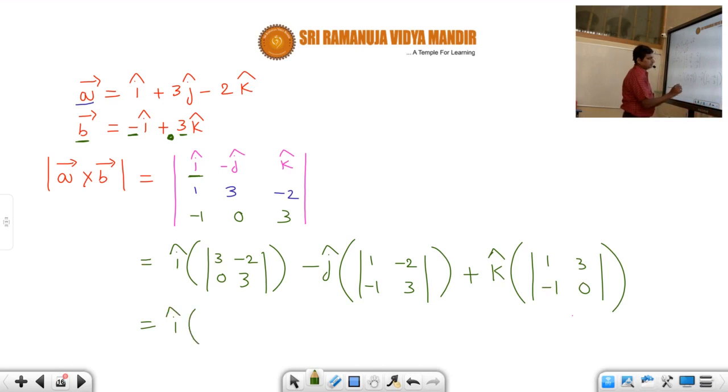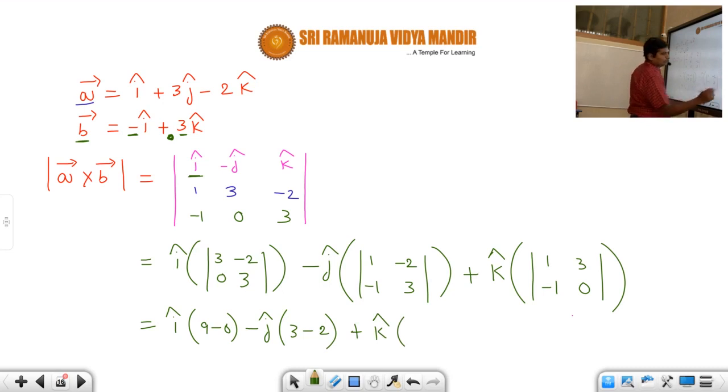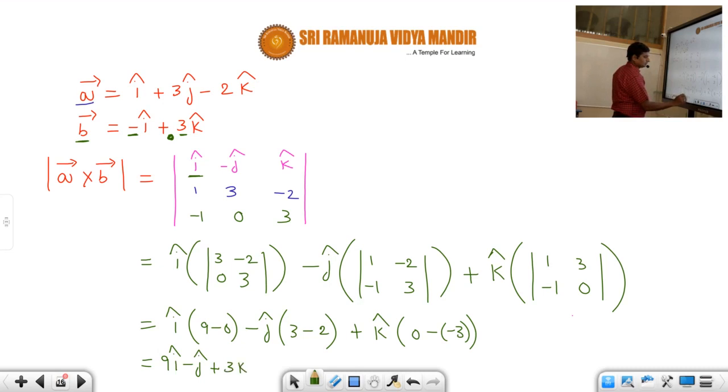That means I cap into 3 into 3, 9, minus 0. Minus J cap into 3, minus of minus 1 into minus 2, that is 2. Plus K cap into 1 into 0, 0, minus 3 into minus 1, that is minus 3. So that is equal to 9 I cap, 3 minus 2, 1, so minus J cap, and here minus of minus 3, so plus 3 K cap.